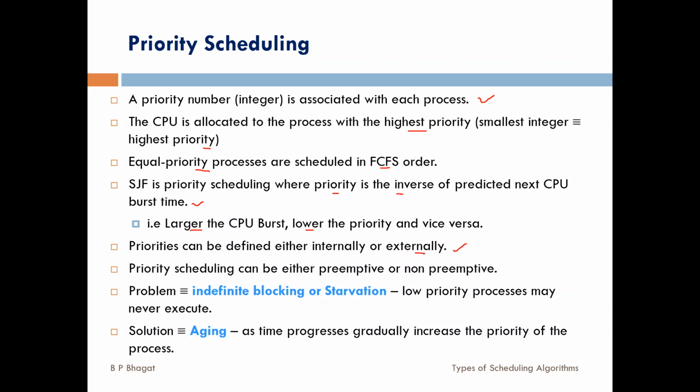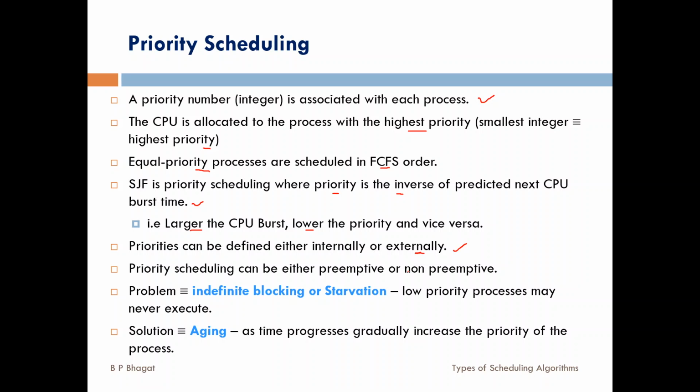Another one is the external priorities. In the external priorities, the priorities will be something like the importance of the processes, then the time and amount of funds being paid for the use of the computer, then the department sponsoring the work, or any other political or other factors. So these come under the external priorities.